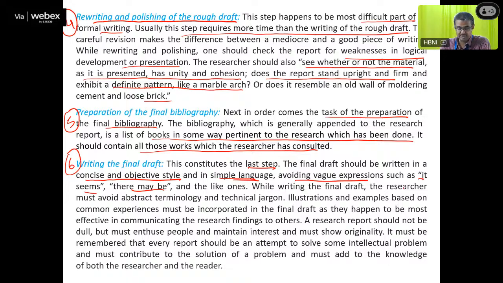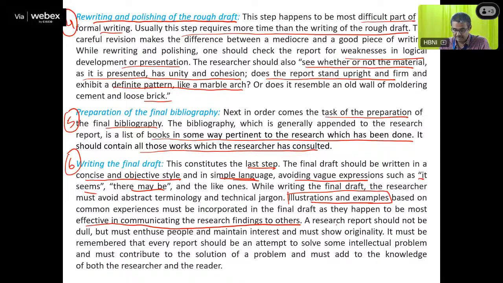While writing the final draft, the researcher must avoid abstract terminology and technical jargon. Illustrations and examples based on common experiences must be incorporated in the final draft. So the illustrations and examples, means the tabulations, the graphs, are the simplest way of communicating your findings to the research community, right? So the illustrations and examples based on common experiences must be incorporated in the final draft as they happen to be the most effective in communicating the research findings to others.